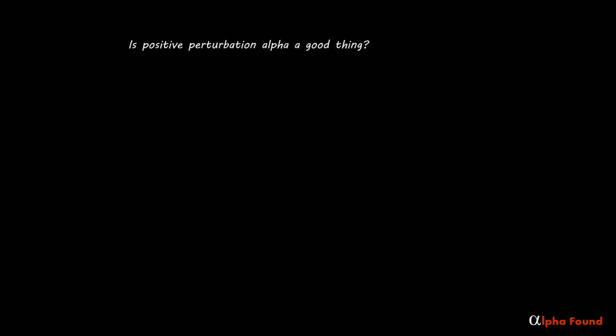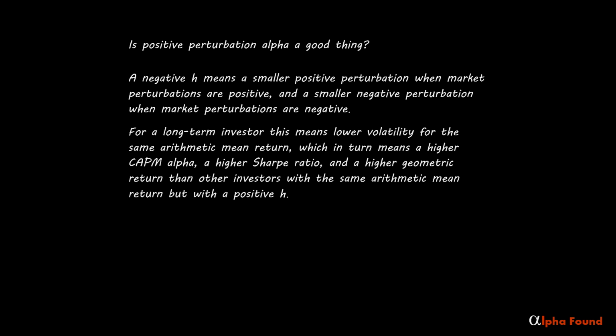Is positive perturbation alpha a good thing? This was covered in video 22, but I thought I would reiterate the point. A negative h means a smaller positive perturbation when market perturbations are positive, and a smaller negative perturbation when market perturbations are negative. For a long-term investor, this means lower volatility for the same arithmetic mean return, which in turn means a higher CAPM alpha, a higher Sharpe ratio, and a higher geometric return than other investors with the same arithmetic mean return but with a positive h.